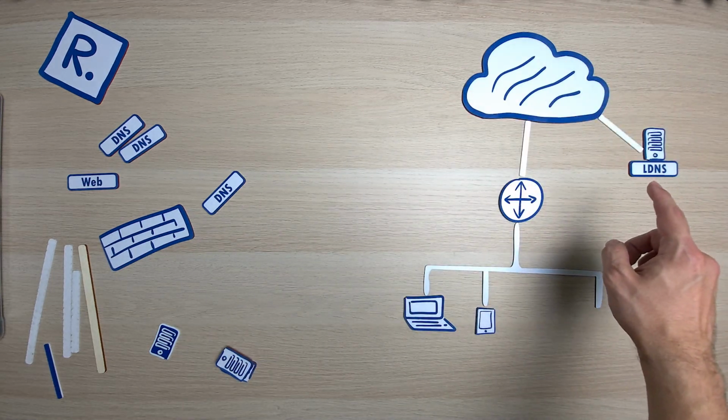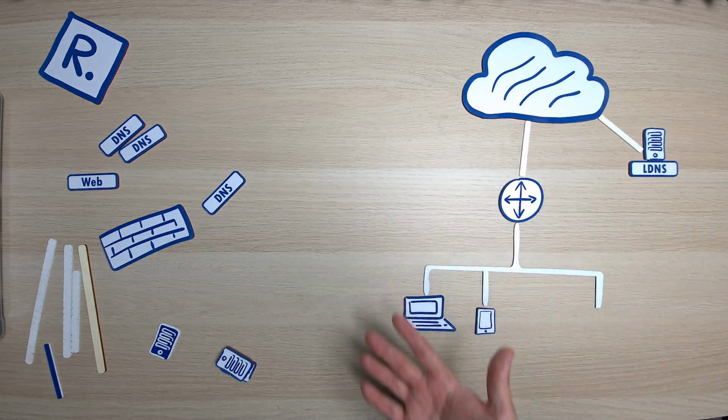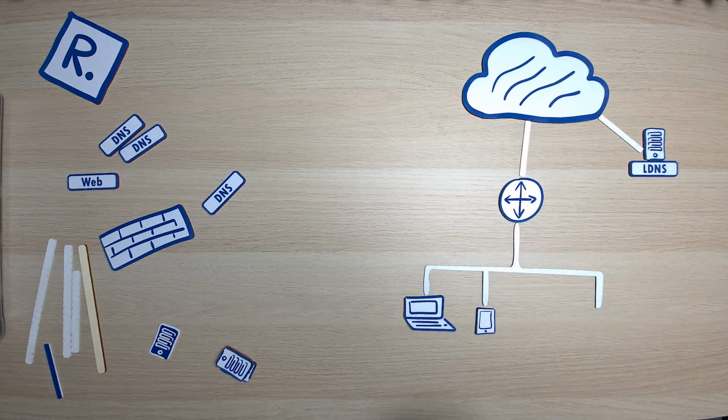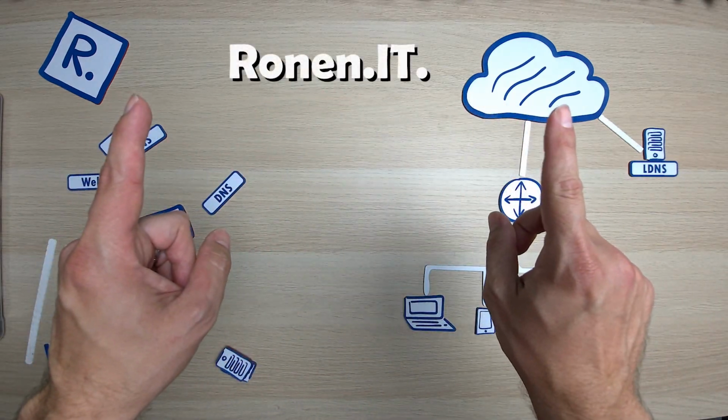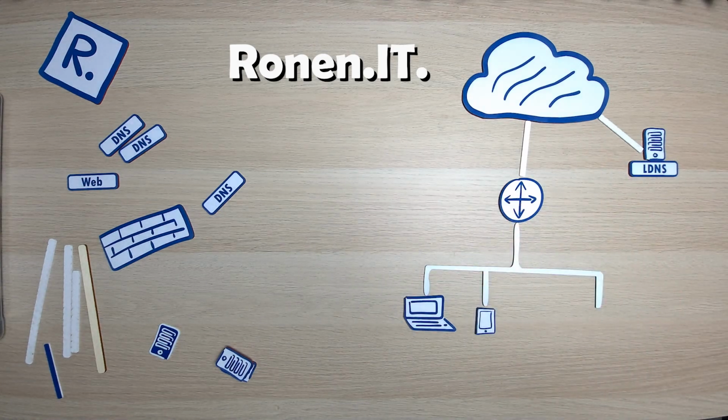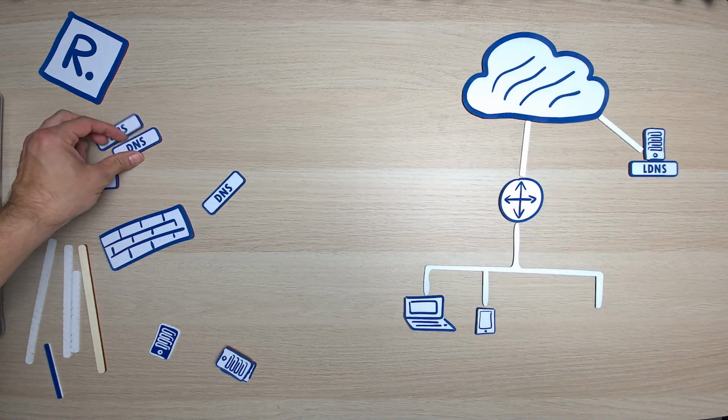And in this scenario, because unfortunately no one here has visited Ronen.IT before, this server is going to have to find out where to ask. It's a needle in a haystack, if you know what I mean. So when you take a look at this domain, Ronen.IT, there's actually a dot at the end. And that dot is the root DNS or the root name.